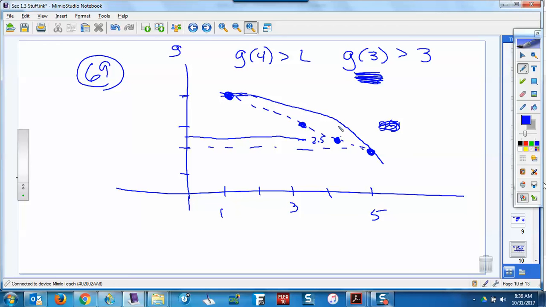So it's a true statement to say that G of 4 is going to be greater than 1. It's definitely going to be greater than 1. As a matter of fact, it's got to be greater than 2.5. But it wouldn't be okay to say it's greater than 2.6. You couldn't go above 2.5.